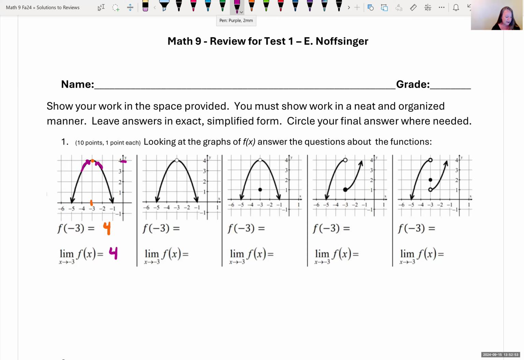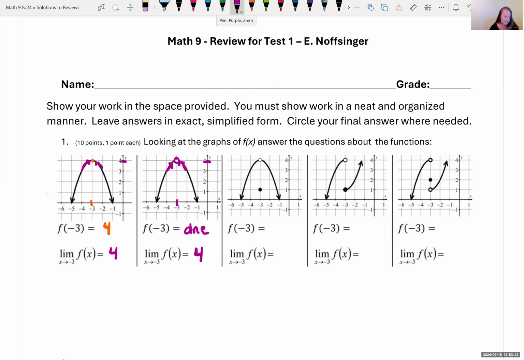For the second graph, when I look at f of -3, notice that there's an open circle where x is -3, and there's no solid circle above or below. So f of -3 in this example does not exist. But as we are approaching x equals -3 on the left and the right, we are getting closer and closer to the y value of 4. So the limit does exist, and it's equal to 4.